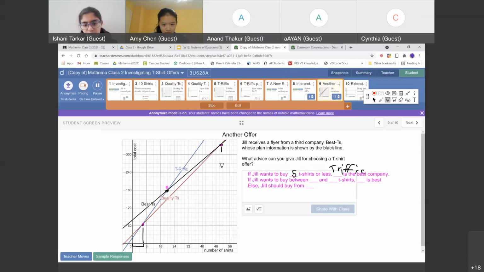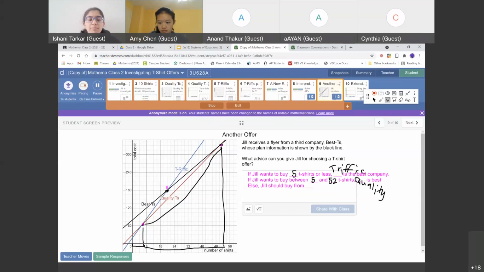And after 5 shirts, we can see the lowest cost up until around, how much is that? Around 50? 52. Yeah, it's 52. So if she wants to buy between 5 and 52 t-shirts, she should buy from Quality Tees because that has the least price.